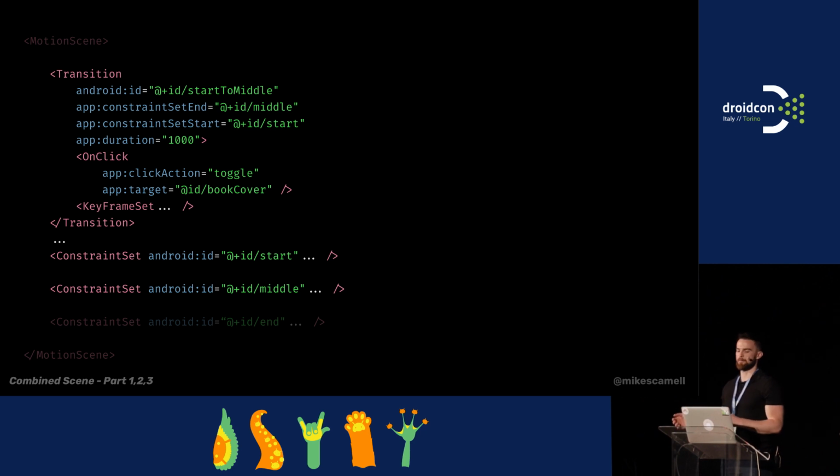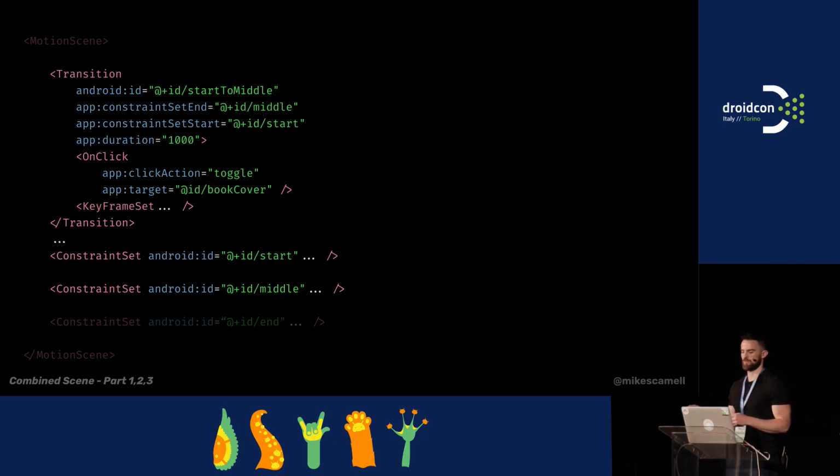All we need to do now is combine the scenes together by merging both our layouts and combining both our motion scenes. We only need 3 constraint sets for the combined scene with transitions to trigger the transitions between them. Yeah, that's a tongue twister.